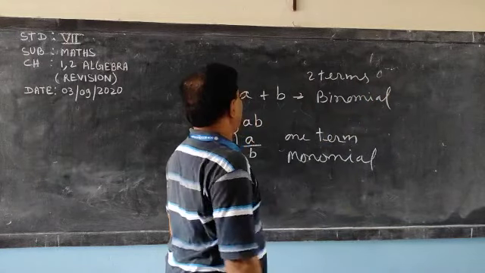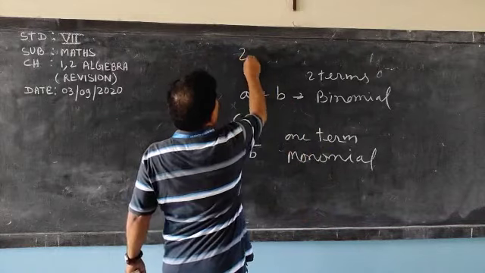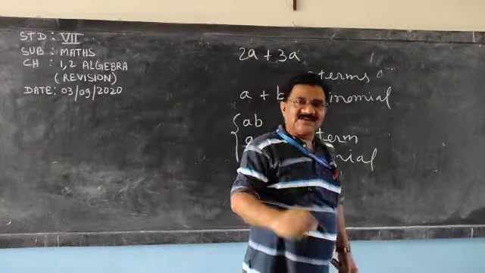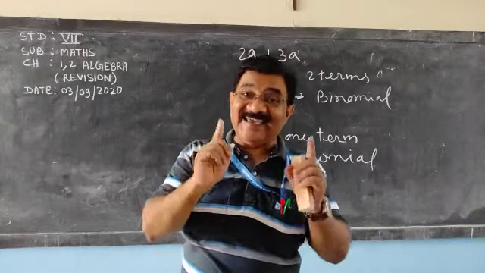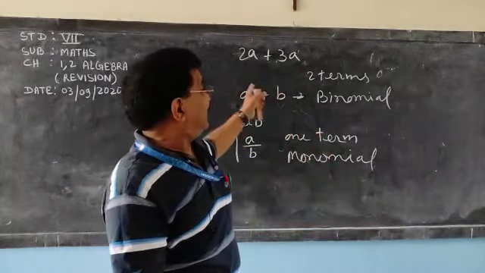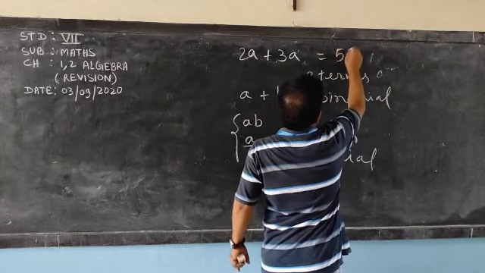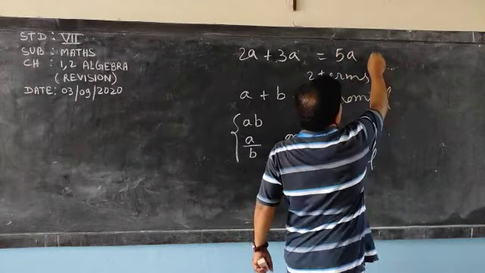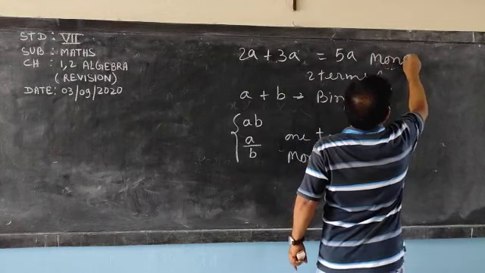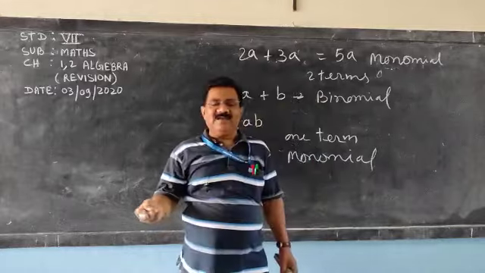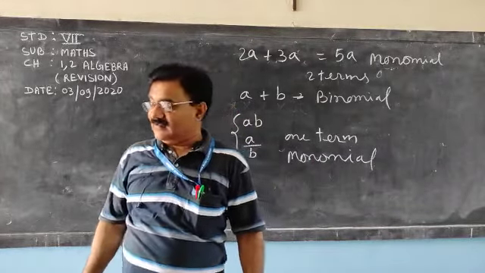And don't be confused. If I am writing 2a plus 3a, it is not two terms, because they are like terms and can be added. It will become 5a, and 5a is what? Monomial. So we have understood about the monomial, binomial and trinomial.